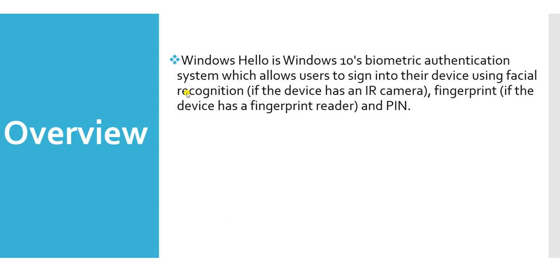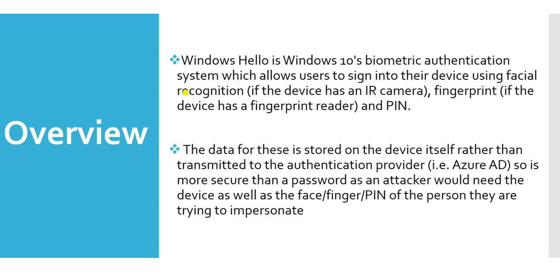Windows Hello is the Windows 10 biometric authentication system, which allows users to sign into their device using facial recognition, fingerprint, and a PIN. Basically, this is a secondary level authentication, which gives you one more authentication level. When you log in on your Windows, that is a username and password, and this is the next level authentication where you require your fingerprint or face recognition and the PIN.